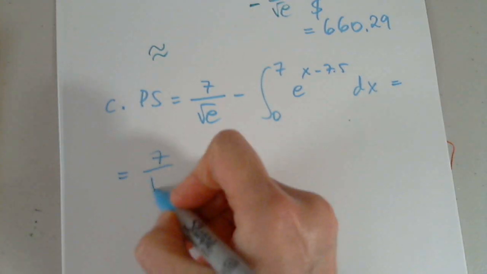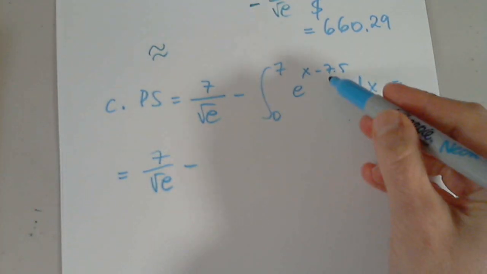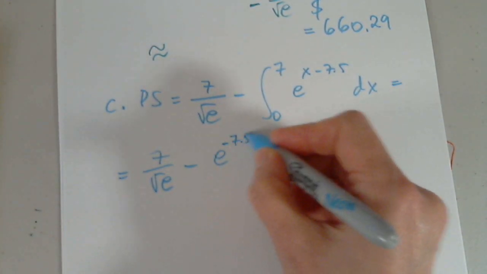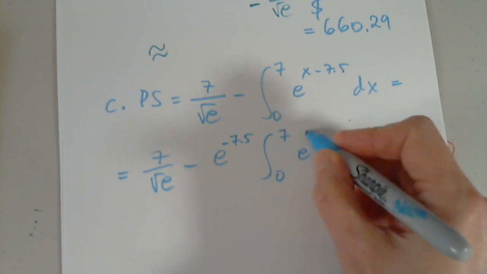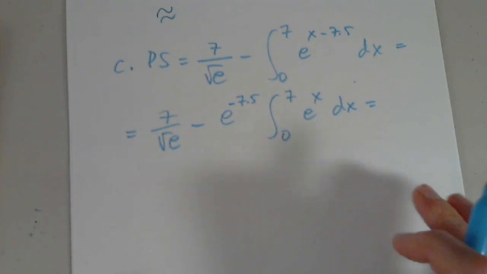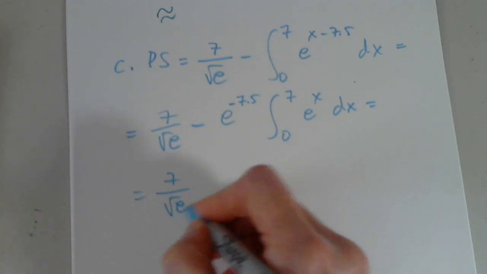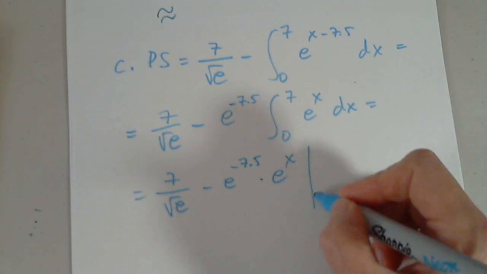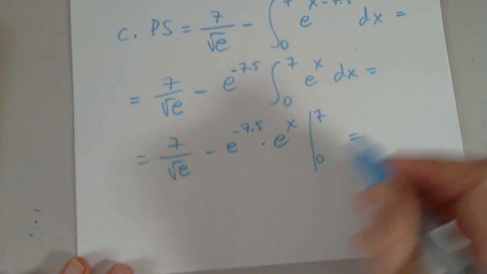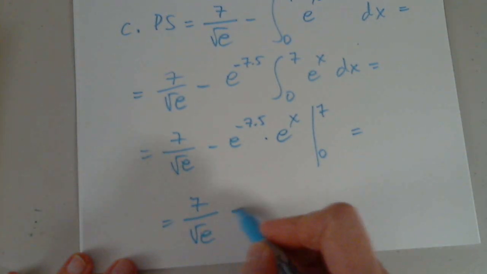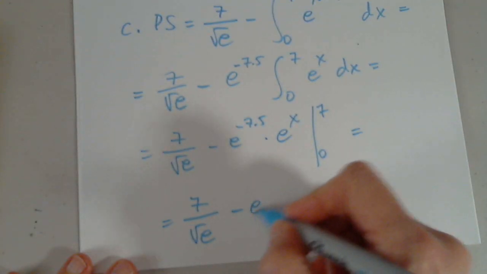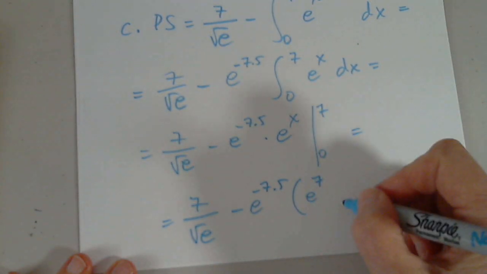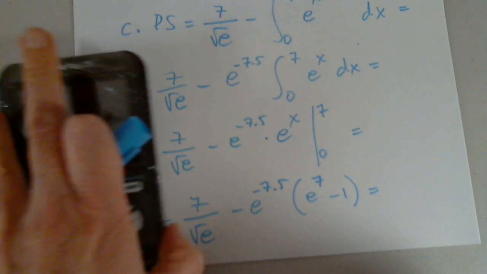So this is 7 over the square root of e minus. I will take e to negative 7.5 outside because it's a constant. So this is the integral from 0 to 7 of e to the x dx, which is much nicer. I don't have to use the substitution. 7 over the square root of e minus e to negative 7.5 times e to the x from 0 to 7. Okay, this is nicer. E to negative 7.5, when I plug in 7, it's e to the 7. When I plug in 0, it's 1.